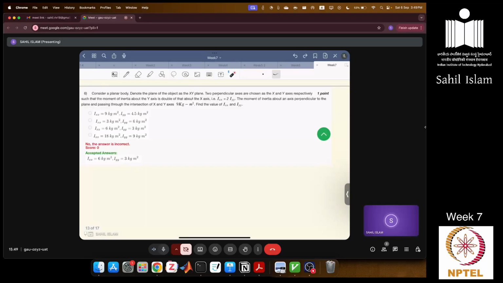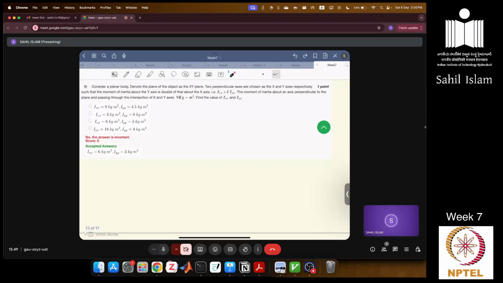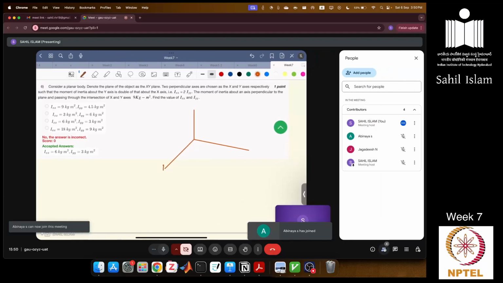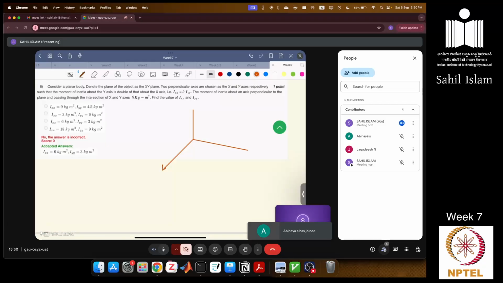So the next question is, consider a planar body. Denote the plane of the object as the xy plane. So let's draw the axes. We are already at question number 6. Whoever is joining now, you can go back to the video, or you can look at the PDF that will be shared.